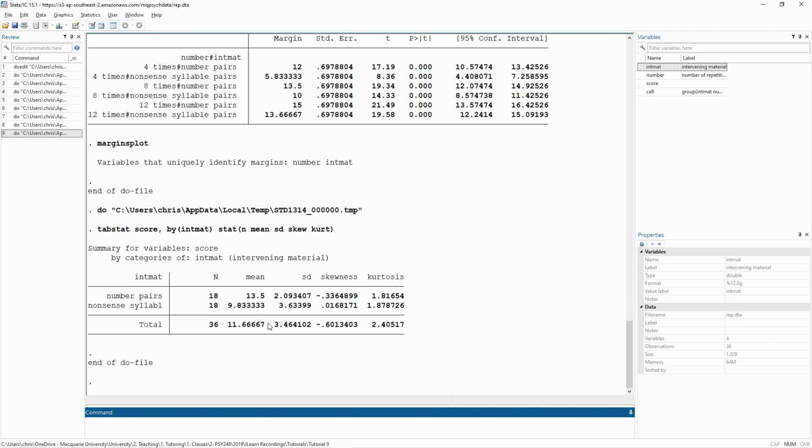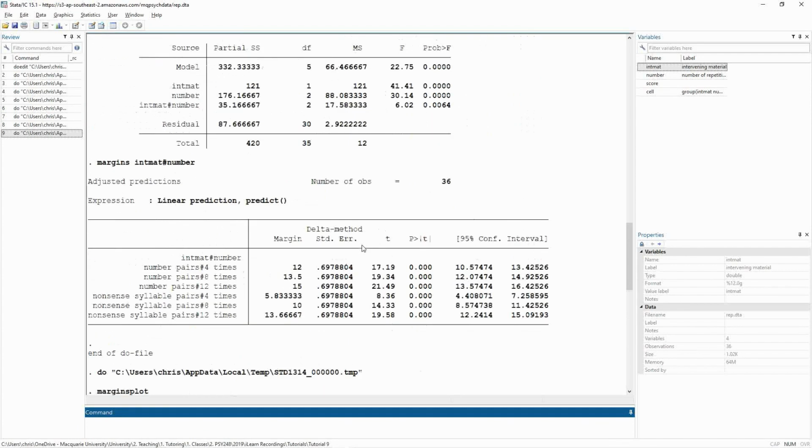So averaging across repetition, being exposed to number pairs did not hamper your memory of syllable pairs as much as if you were exposed to nonsense syllables as intervening material. And that's averaged across repetition.